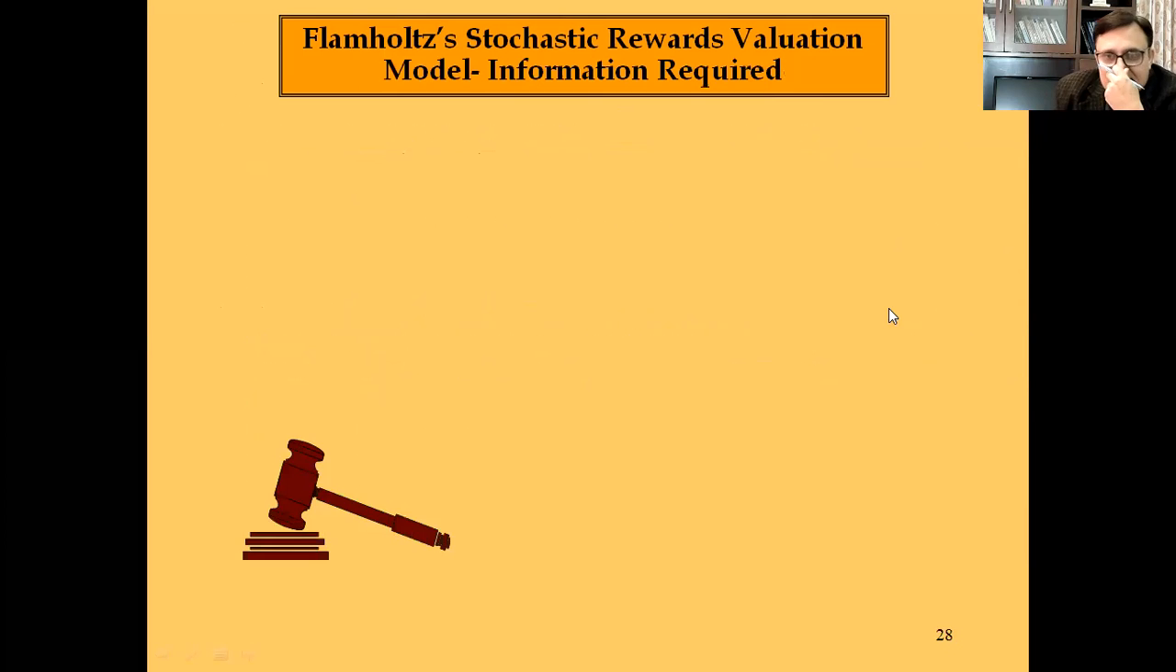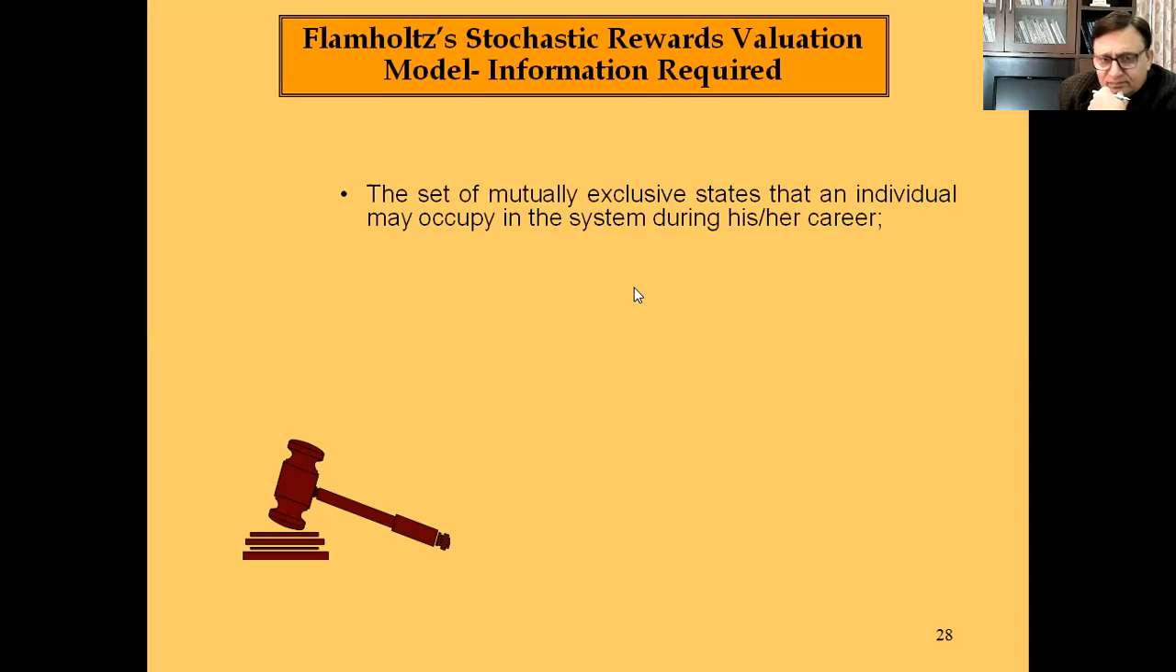Flamholtz's stochastic reward valuation model needs certain information. If you have that information, you can easily find out the value of the human resources in the organization. Number one, it needs the set of mutually exclusive states that an individual may occupy in the system during his career. So if you want to find out the value of human resources according to this model, the first thing you need is what kind of positions he is going to get. For example, in a teaching profession in the colleges, in the beginning, we know that he is going to be recruited as an assistant professor.